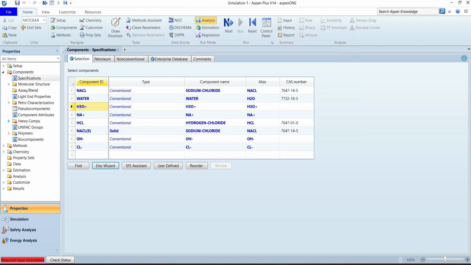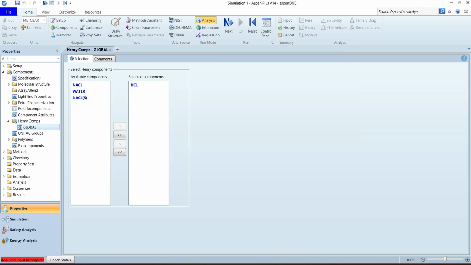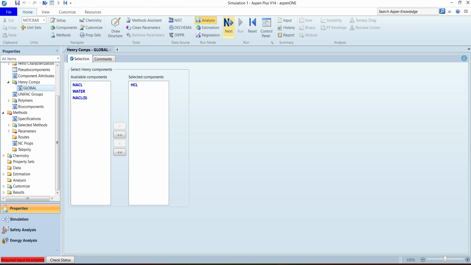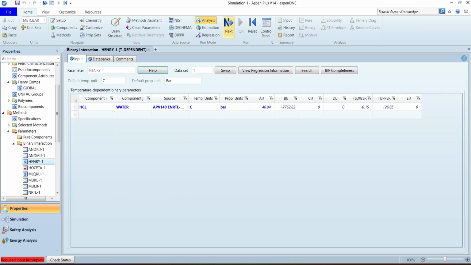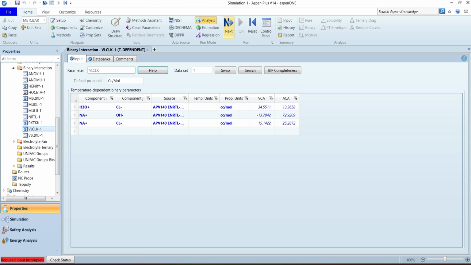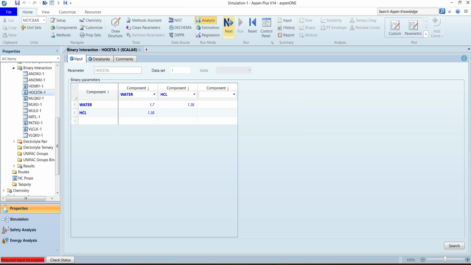We can review the Henry's components. In this case, HCl is selected as a Henry component because of its dilute concentration, or consideration as a non-condensable gas at the operational conditions of the triple effect evaporator. Let's proceed next to review a couple of binary interaction parameters. We don't have to do anything else. Let's proceed next and just review the binary interaction parameters.